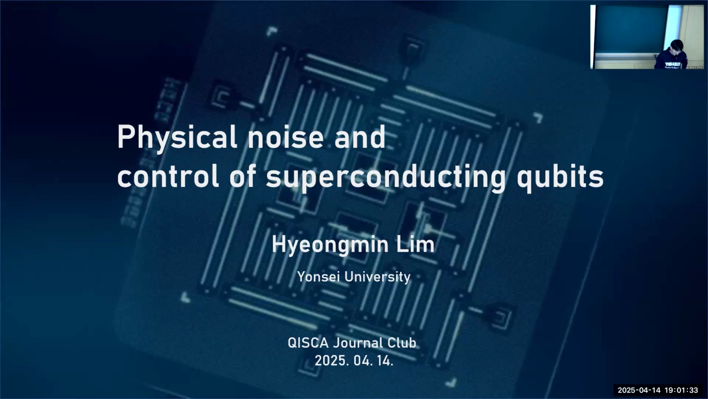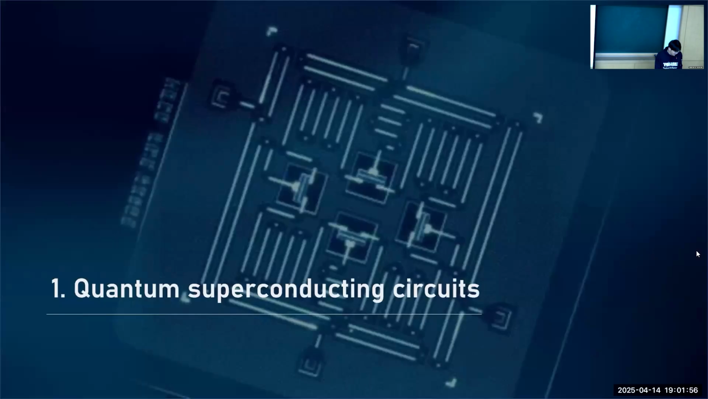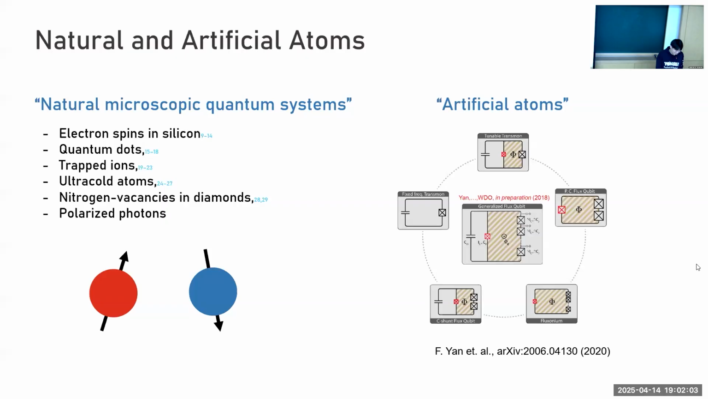I talked about the basics of superconducting qubits in the February talk, so I will have a brief review about superconducting qubits, and additionally, I will explain some types of noise in superconducting qubits and how to control that. So this is the outline. And first, quantum superconducting circuits.